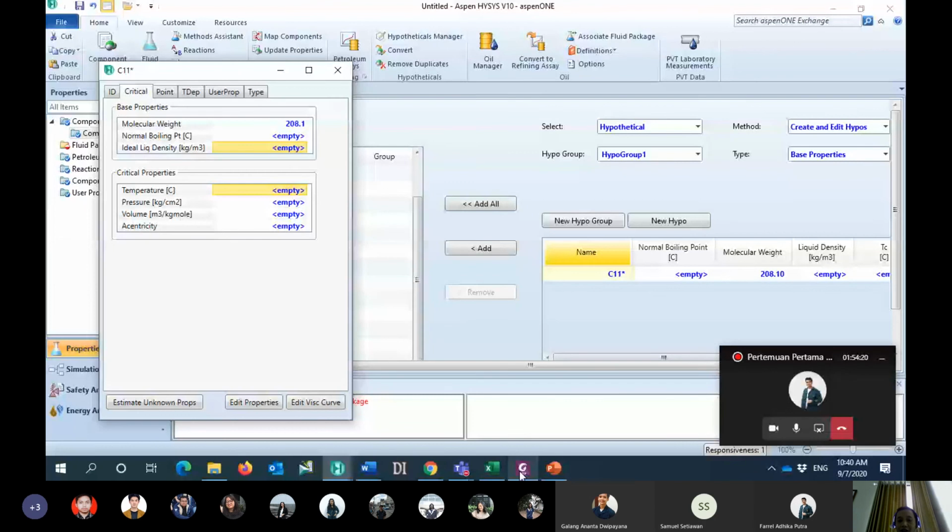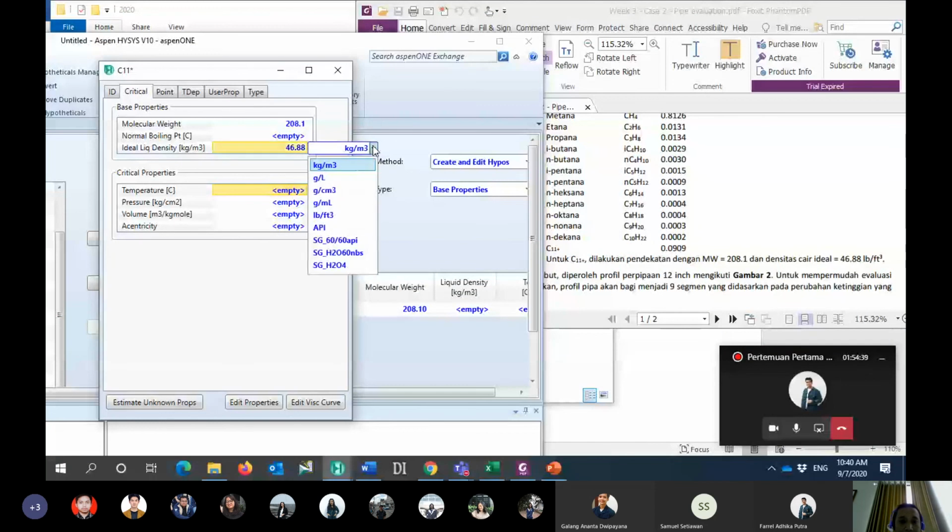Wait a moment. I will move this one, and okay, this one. Ideal liquid density should be 46.88, in pounds per cubic feet.